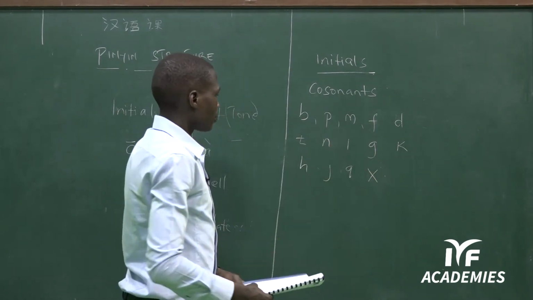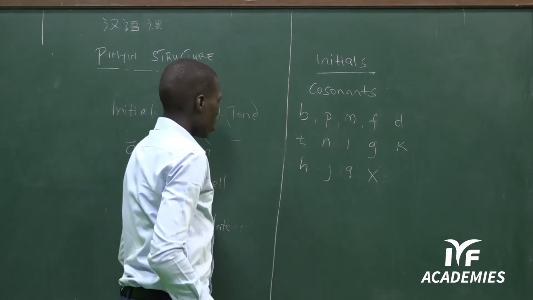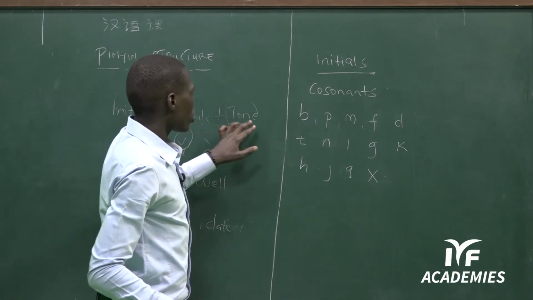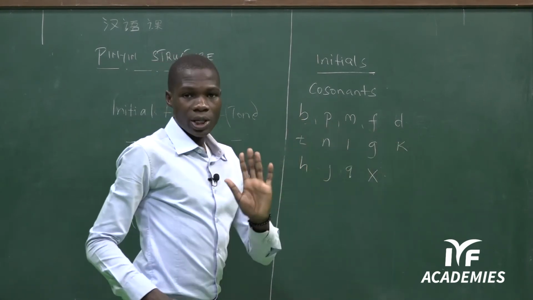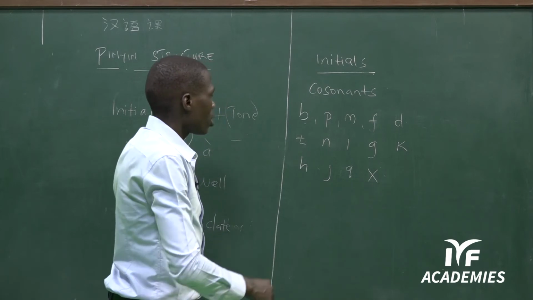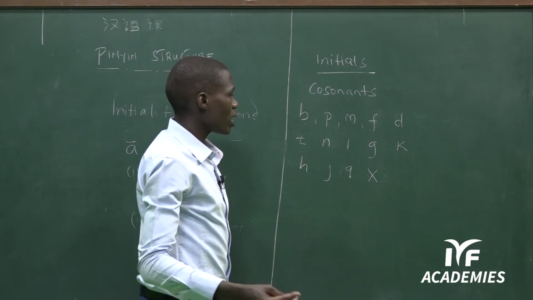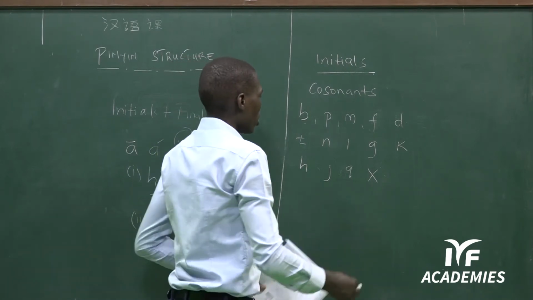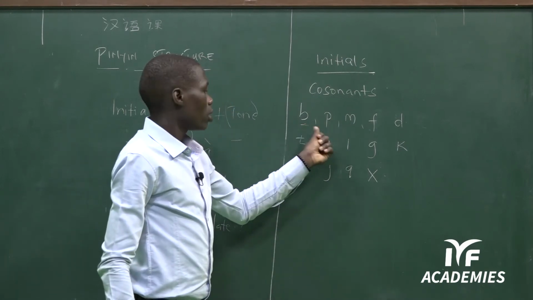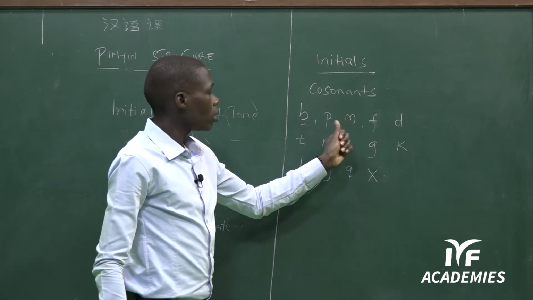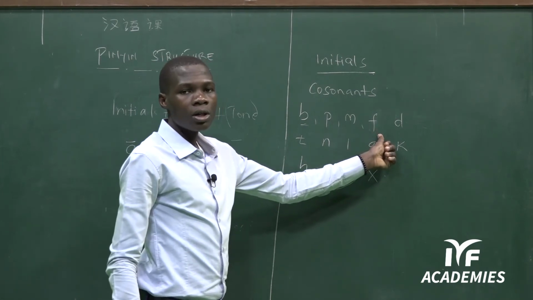As I said earlier, the structure is initials, final, and tones. So the first part is the initials. Together, let us pronounce these initials. For us to pronounce these initials, we have to add a vowel. Let me pronounce this one. Buo, puo, muo, fuo.